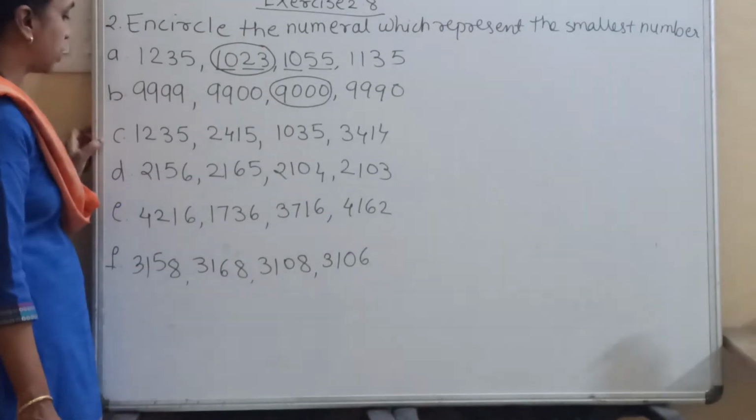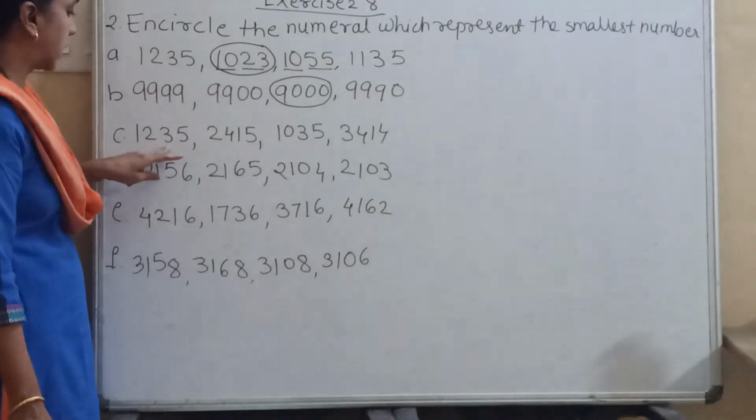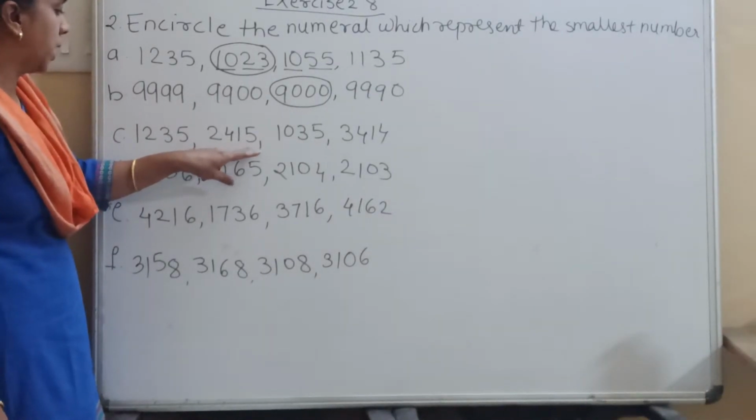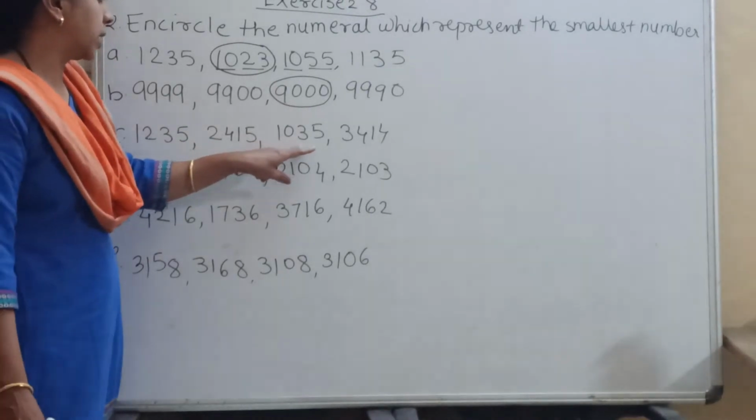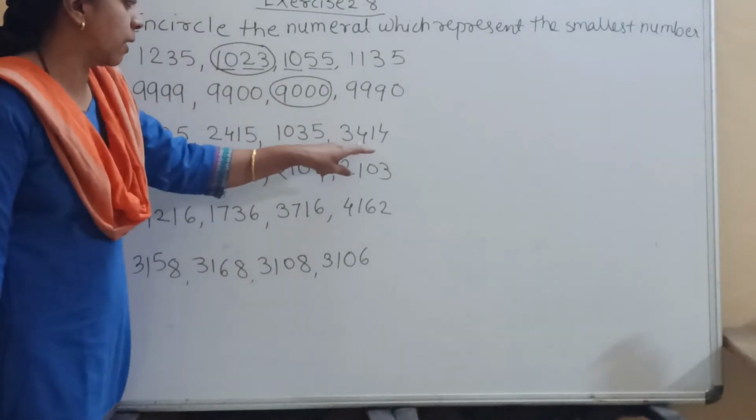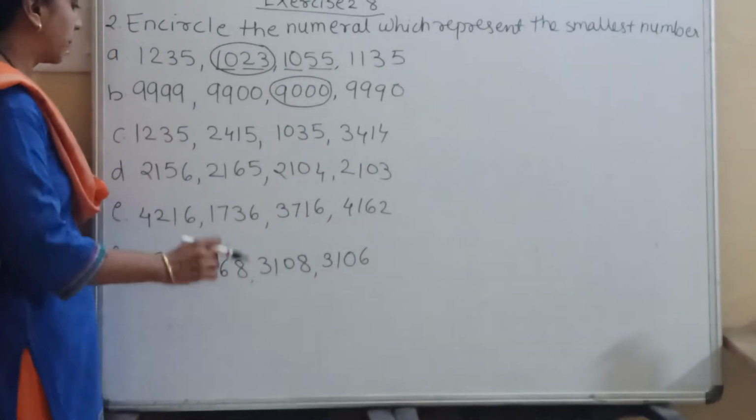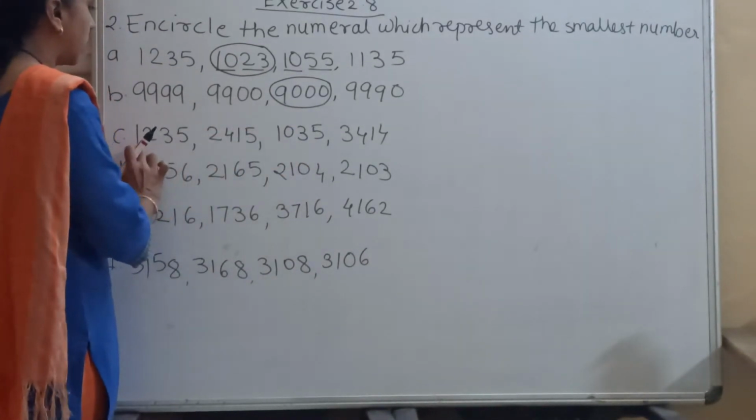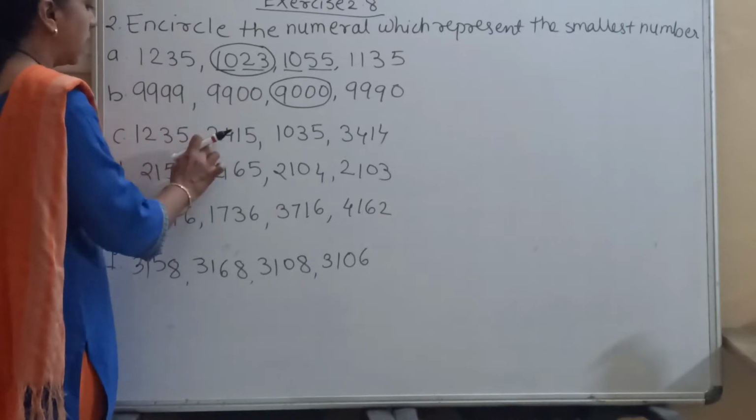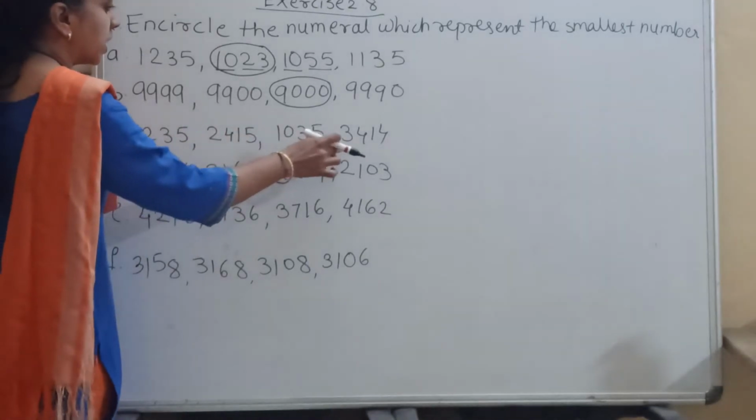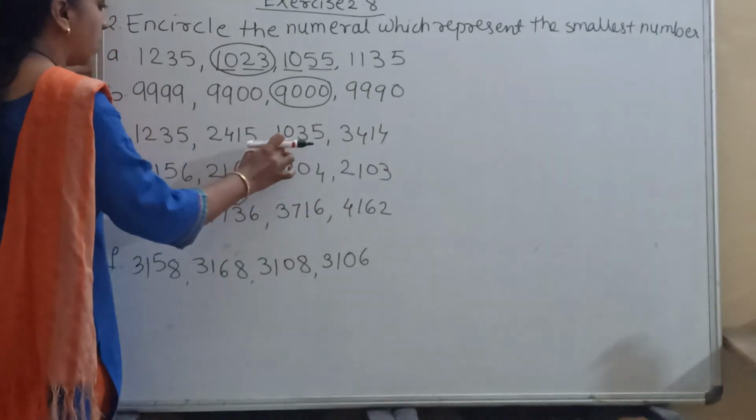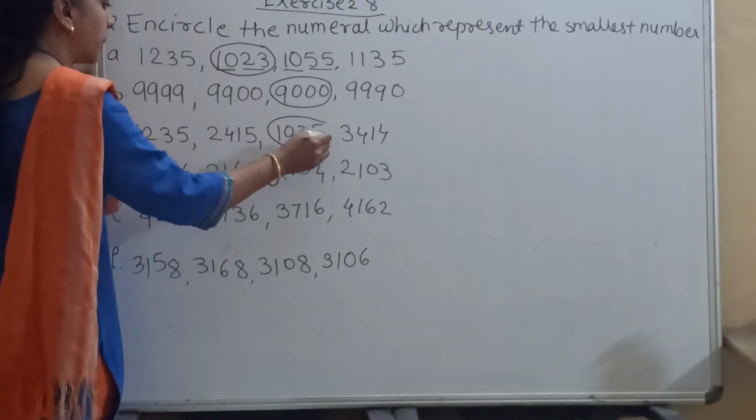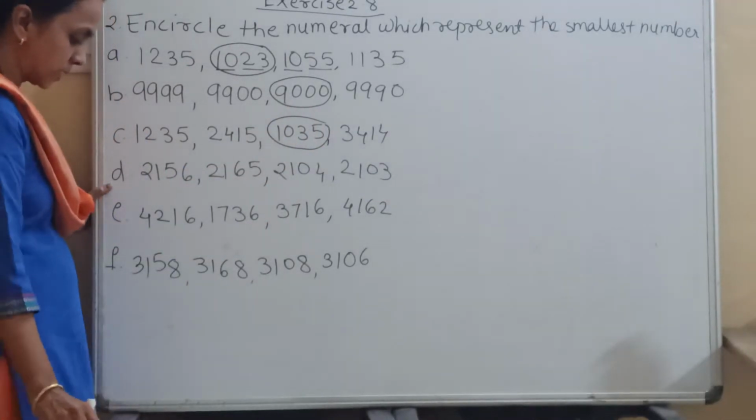Now see C question. 1235, then 2415, then 1035, then 3400. So these numbers are, see, 1200, then 2400, then 3400. So 1035 is the smaller number that we have to circle.